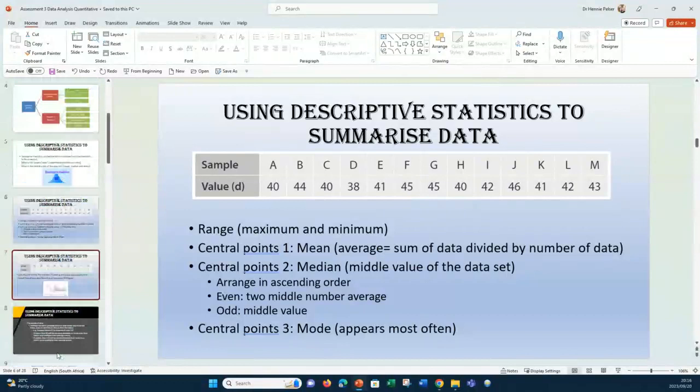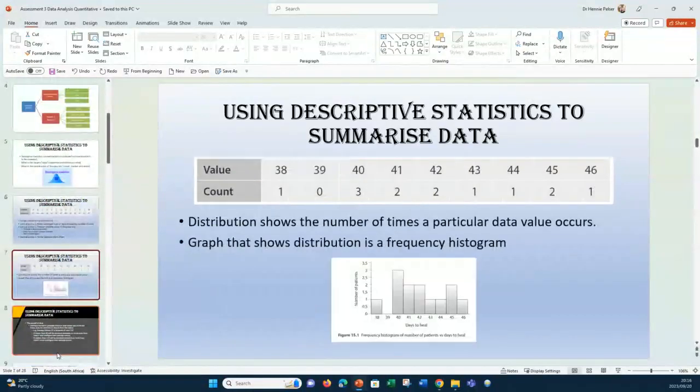So distribution indicates the number of times a particular data value is shown. Google will do this. Google Forms will do this automatically for you. Now, you need to remember that you need to discern what you want to take out.